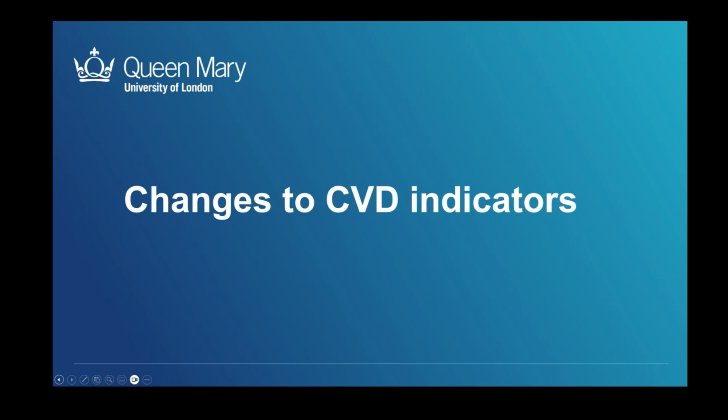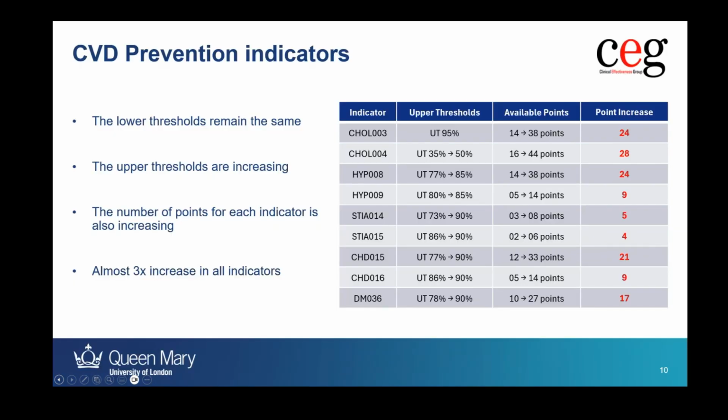Brilliant, thanks, Shazia. Mevish, do you want to go to the next slide, please? So having a look at these 9 indicators in more detail. We've got a couple of indicators around cholesterol, and then some indicators around blood pressure management for those on the hypertension register, the stroke and TIA register, the coronary heart disease register, and the diabetes registers. What has actually changed about them? The lower thresholds remain the same, but the upper thresholds are increasing, and quite significantly for some indicators. For all but cholesterol 03, the upper thresholds are going up in some cases by up to 17 percentage points. And the number of points for each indicator is actually increasing as well, going up by around 3 times. Mevish, do you want to go to the next slide, please?